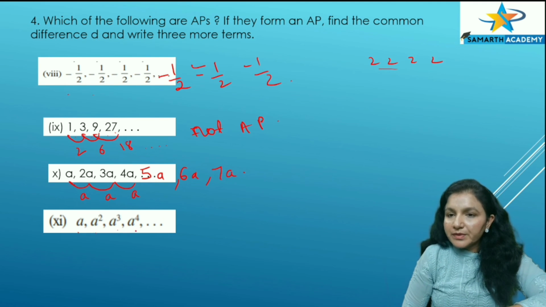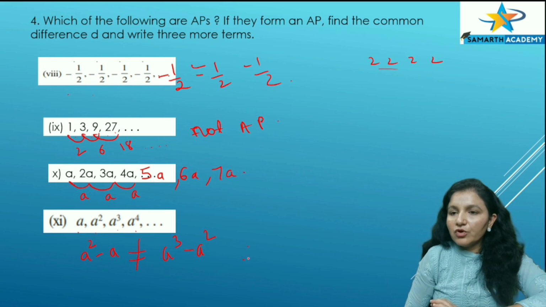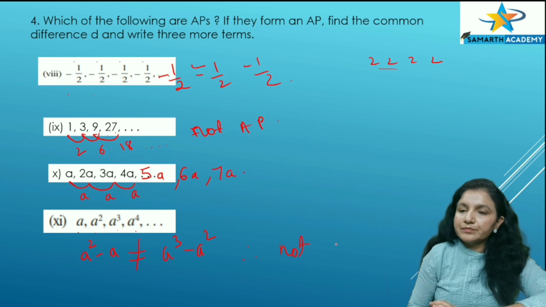A square, A cube, A power 4. Definitely not an AP because they don't have a common difference. So, what we will write? A square minus A is not equal to A cube minus A square. Therefore, not an AP.